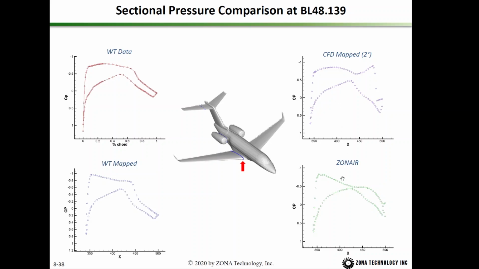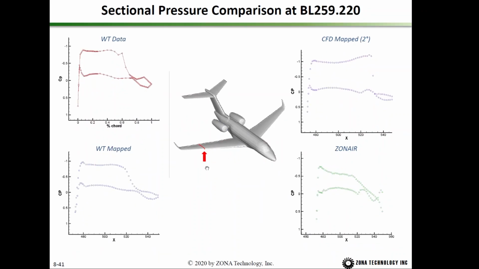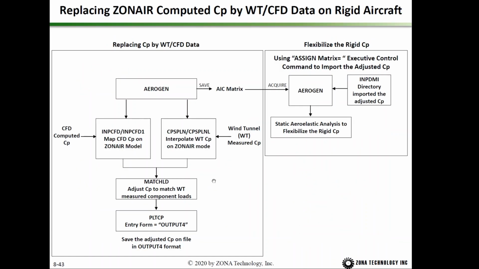But if you look at the ZONAIR computed CP using potential theory, it cannot capture this transonic shock. So this is at another span station, and another span station, and another span station.